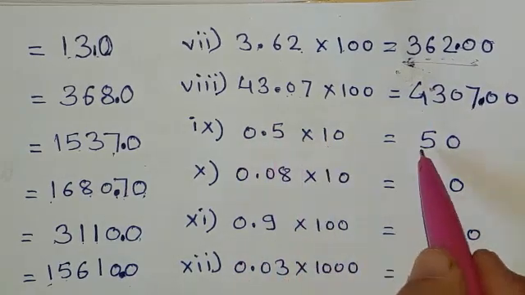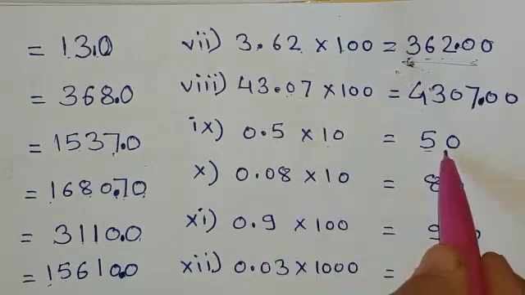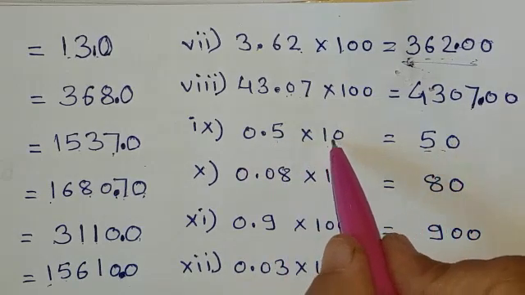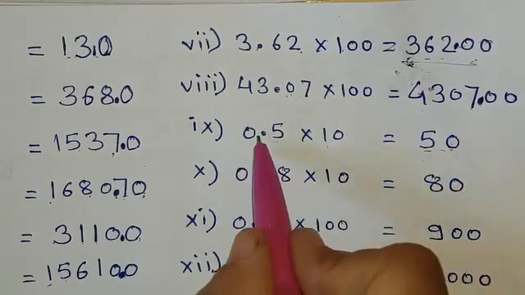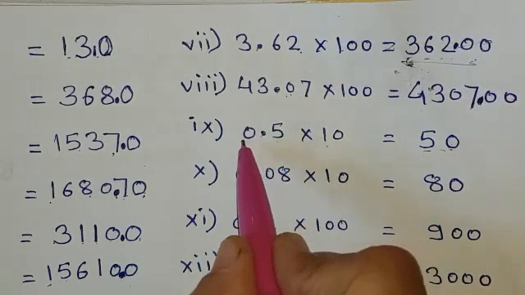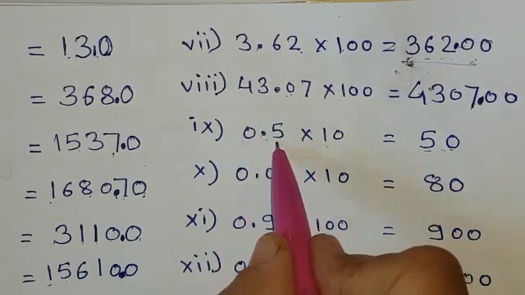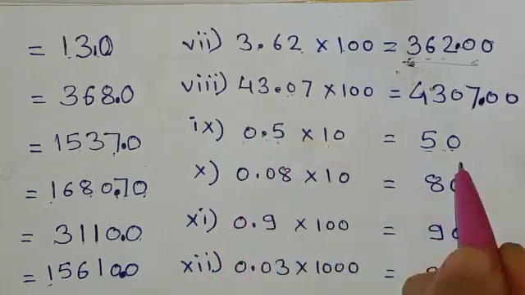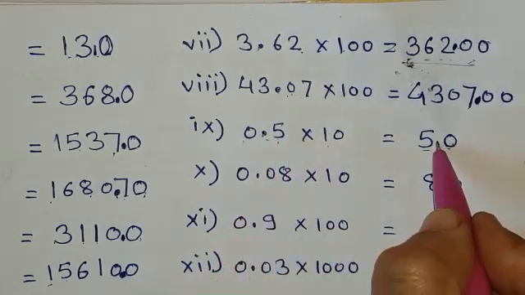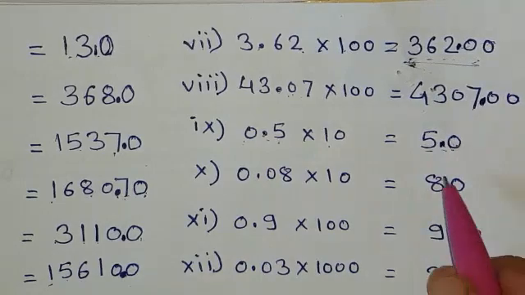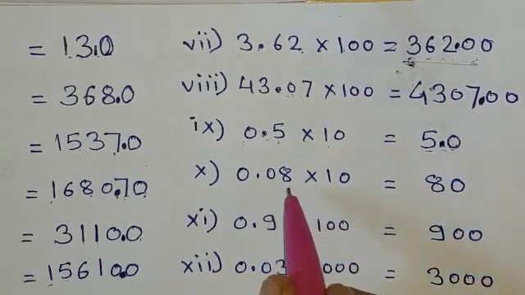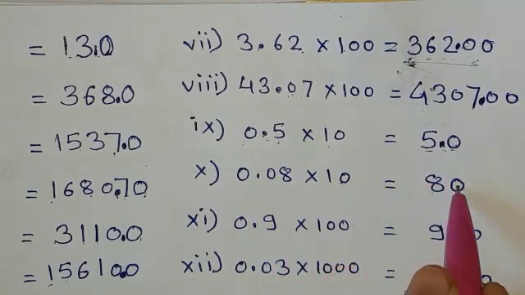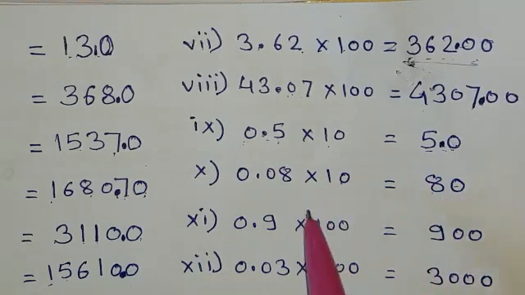0.5 into 10, I have written 5 as it is and one 0 of 10. The 0 before the point does not make any sense, so I have written only 5. Now after the decimal there is one digit, so after one digit my point will come here. The answer is 5. Next 8 and I have written one 0 of 10.